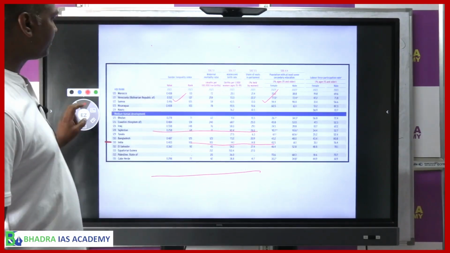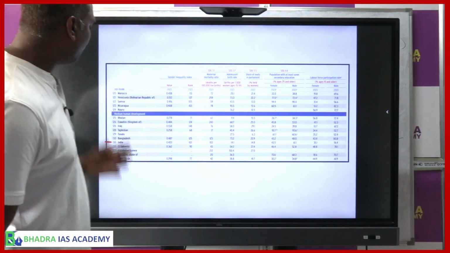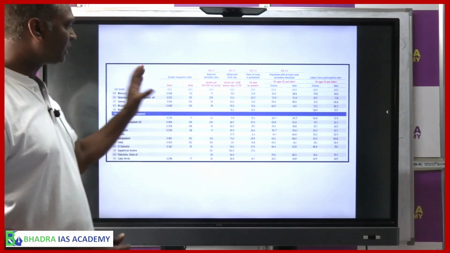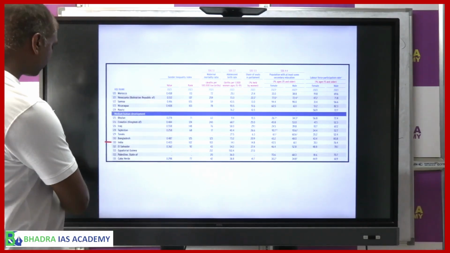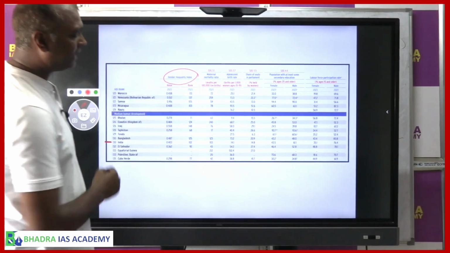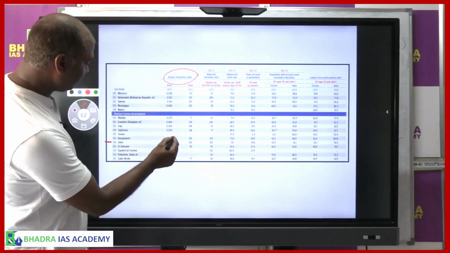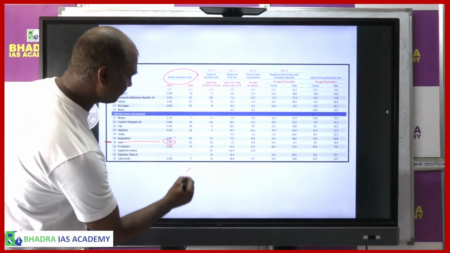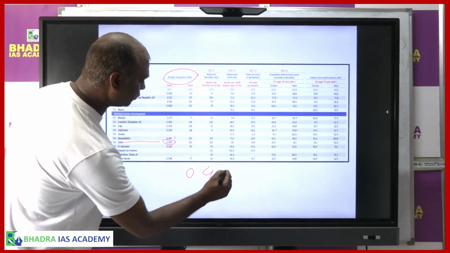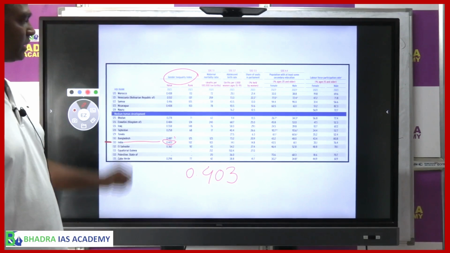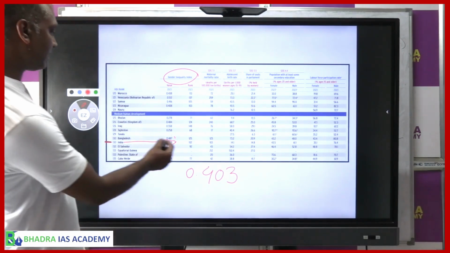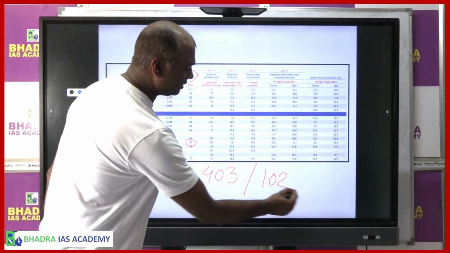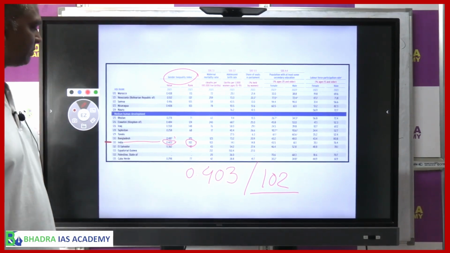Now the question is, in this gender development index, what is India's score? Okay, sorry, in the gender inequality index, what is India's score? I already marked it here. If you see, this is the gender inequality index. What is India's score in this? India's score is 0.4, okay, 0.403. This is our score. And what is India's rank? It is 102. The rank is 102 as per the report published by UNDP.